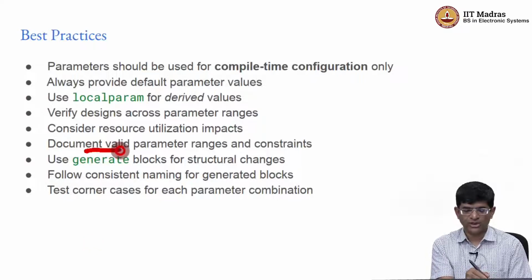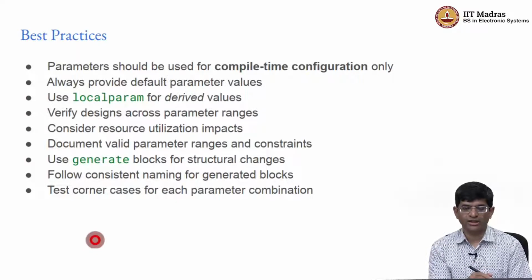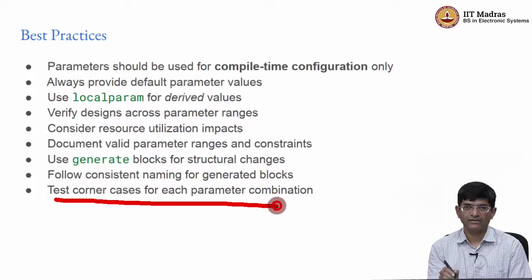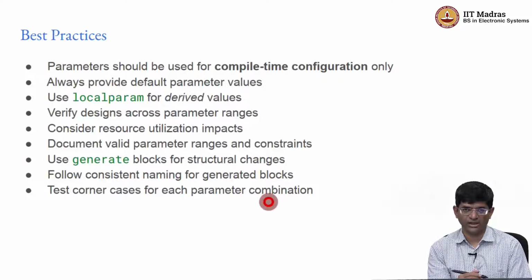At the end of the day, there is no substitute for proper documentation. You need to document what the valid parameter ranges are and what the constraints on the system are. Use generate blocks for structural changes. As we saw over here, when I want to have multiple instances of a particular block or multiple structural instantiations, a generate block is perfect for something like that. And again, convention: follow consistent naming for the generated blocks, that makes debugging easier. And similar to verifying designs across the parameter ranges, try and have test cases for each parameter combination, especially the corner cases that you think could potentially lead to problems.